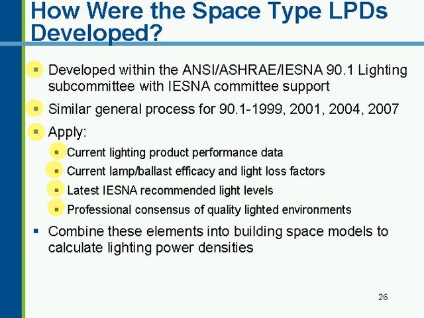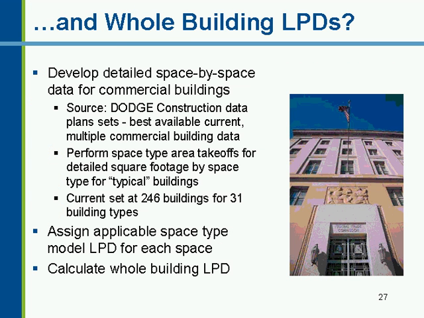All the information associated with these 4 categories gets combined into some lighting space models to actually calculate what an appropriate lighting power density would be to meet these kinds of quality designs. That's the basis for the approximately over 100 different space type models. So then what about whole building LPDs? The whole building LPDs are developed directly from these space type models.